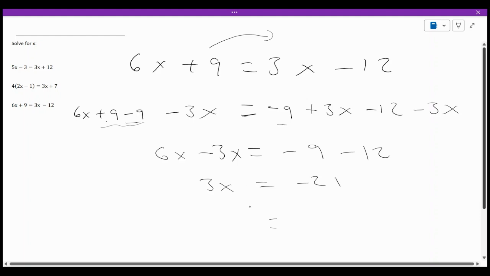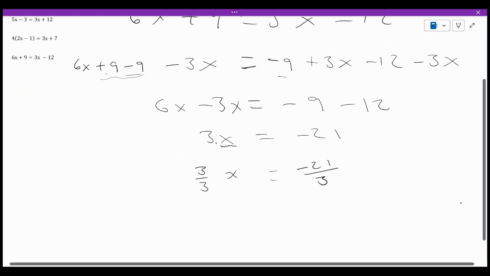Okay, and then we're going to try and leave this x all alone. Therefore, we need to divide by 3, because this 3 is multiplying here. We're going to try and do the opposite of what it's doing to get rid of it. And what we do on one side, do on the other. And that is our answer, negative 21 over 3.